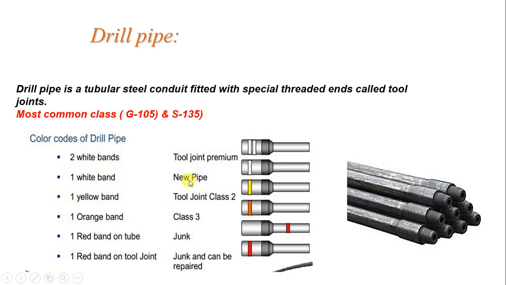Okay, one white band, this means it's a new pipe. Okay, class 2 has here yellow. Class 2, you can apply up to 70% or 80% during making the string design, and class 3 less than this value. If you have a color code with red, this means it's junk. It has some damage in the thread, or damage in the body, or collapse in the body, or whatever. So these are the color codes that are put after the inspection for the drill pipe.